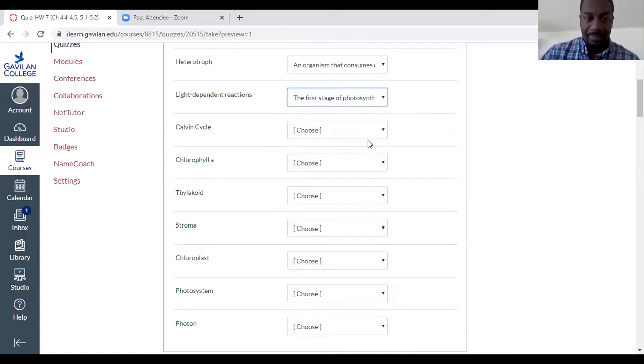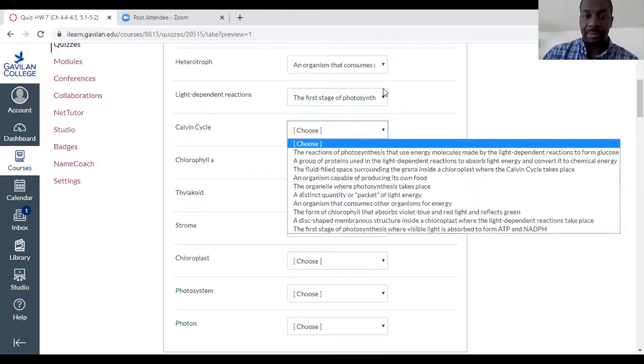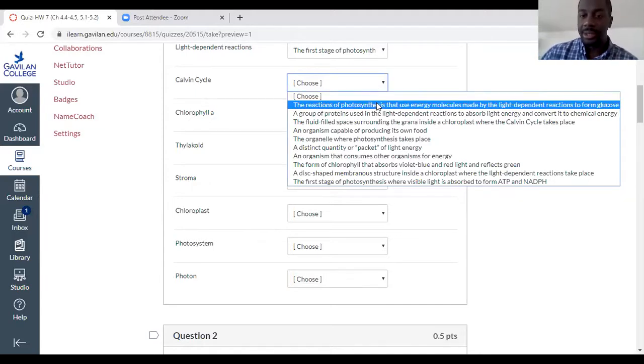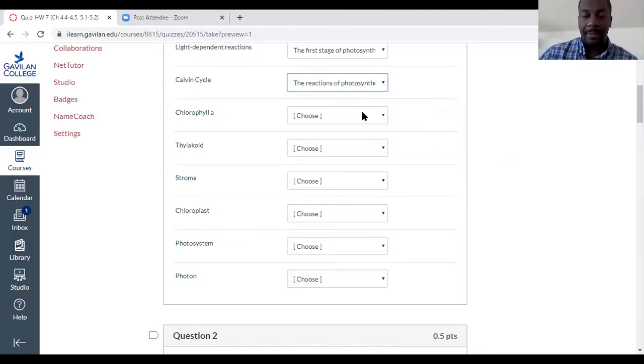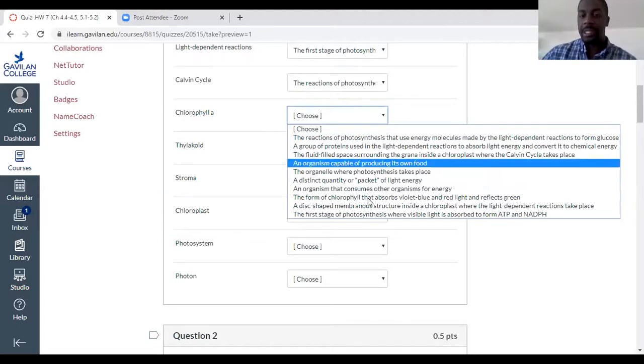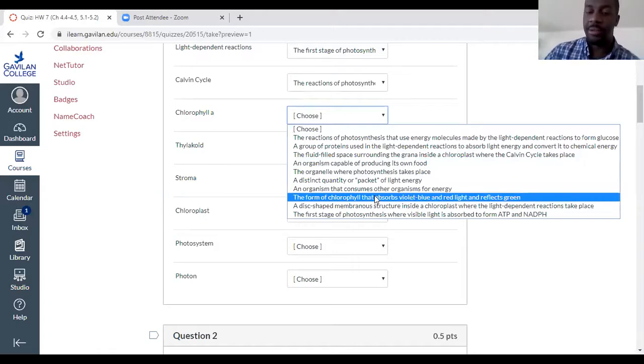Perfect. Okay, what about the Calvin cycle? Right, so it's the reactions of photosynthesis that use energy made by the light-dependent reactions to form glucose. That's going to be what we're talking about today. Cool. So we'll talk more specifically about that. Perfect. How about chlorophyll A? What is chlorophyll A? Right, so it's the form of chlorophyll that's going to absorb violet, blue, and red light, and it's going to reflect green.